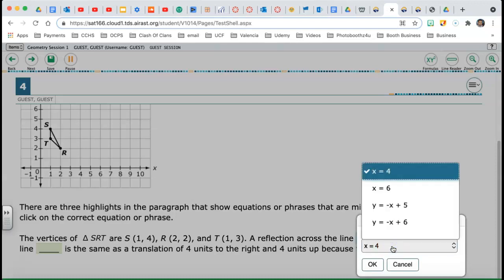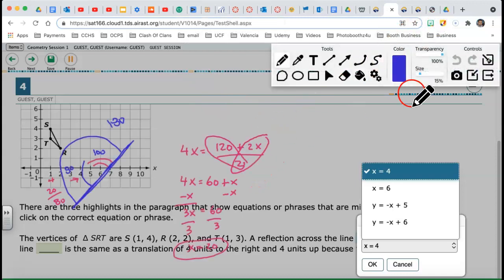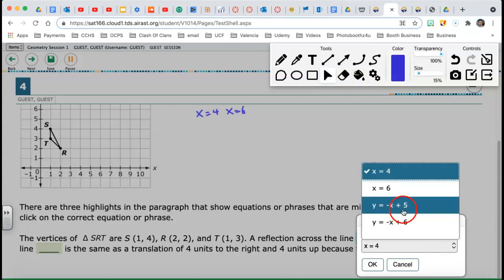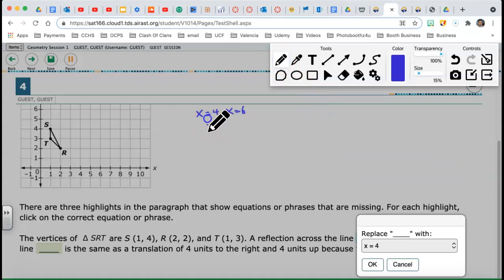Oh, so they gave me 4 choices. X equals 4, X equals 6, and the other two choices are y equals negative x plus 5 and y equals negative x plus 6. Those are my choices. Alright, so let me bring the other information here.